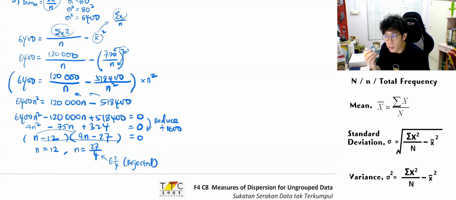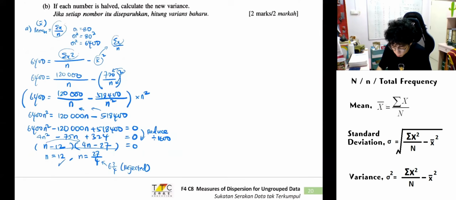How can your number of data be 63 over 4 data? Your data must be a whole number, right? For example, in this class there are 26 students going for the mathematics exam. Can I say, instead of 26 students, 26.2 students? Cannot, right? So that's why we reject decimals. We reject it. So after you get 12 as the answer, then what happens?